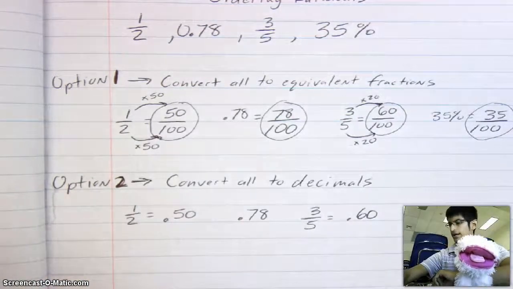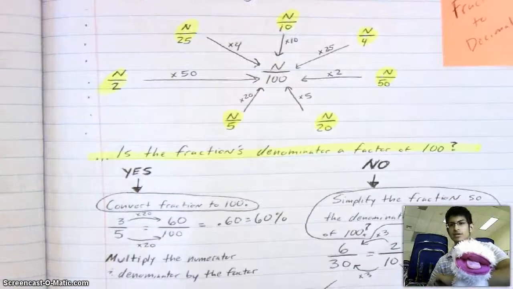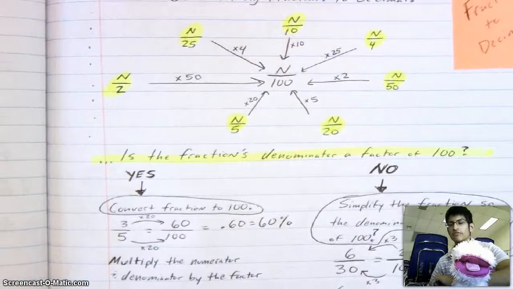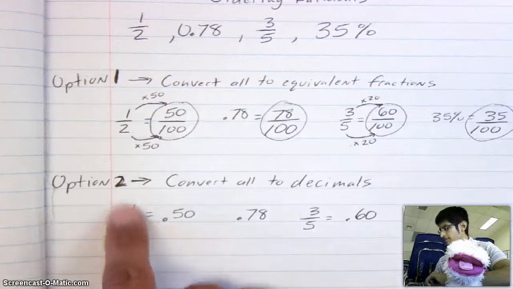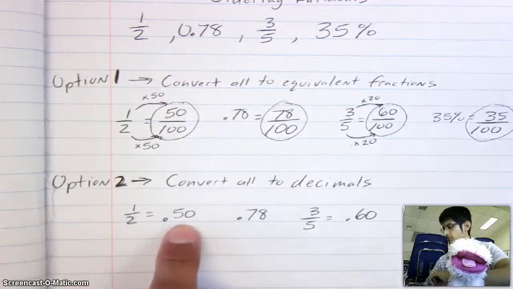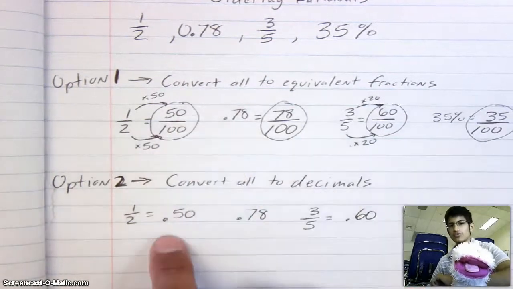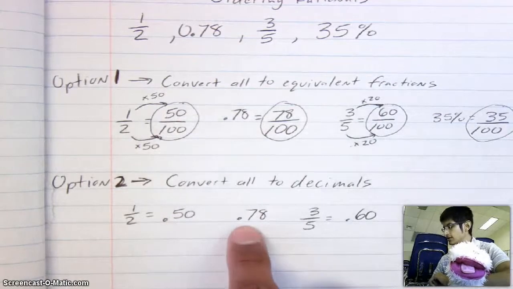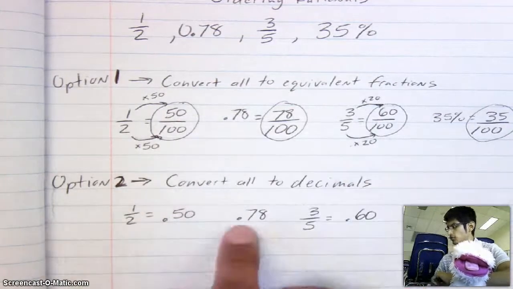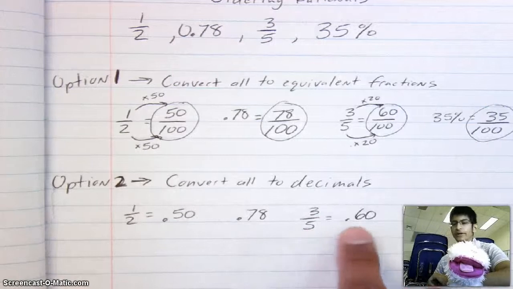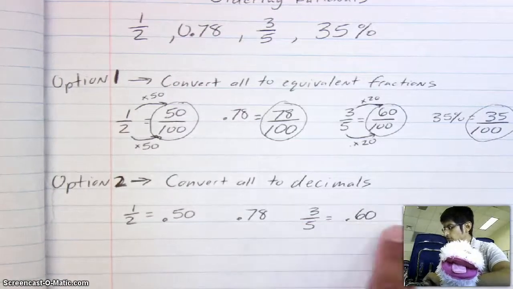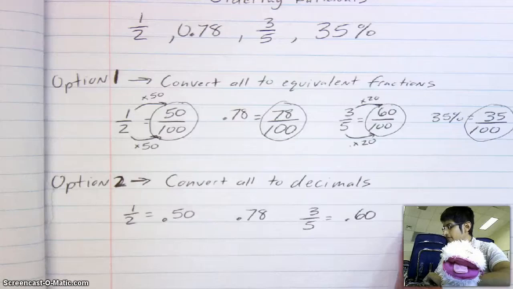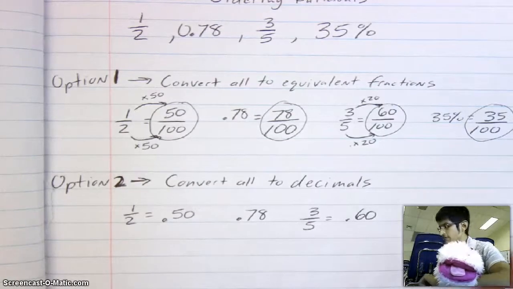And you would refer back to this page right here. This page is our notes where we talked about turning fractions into decimals and looking for the factors of 100. So I know that 1/2 is going to be 50 cents. If I look back over here, 50 over 100 is 50 cents. My next one, 78 hundredths, is already a decimal, so I can leave it alone. 3/5, I know that 1/5 is 20 hundredths, so 3/5 would be 60 hundredths. And then 35%, you would read that like it's money. So 35% would be 35 cents.